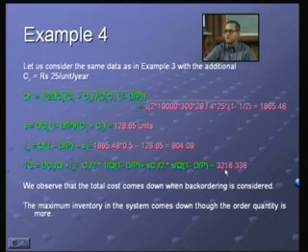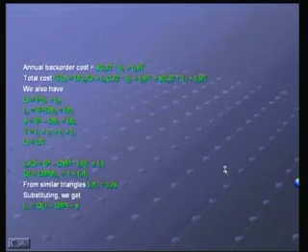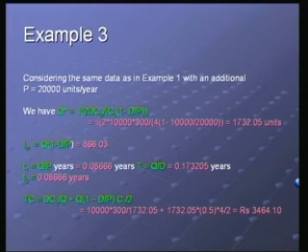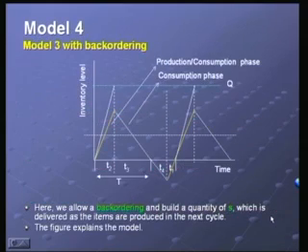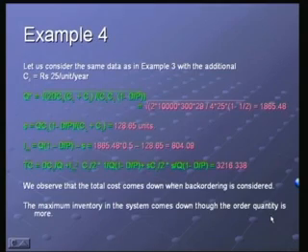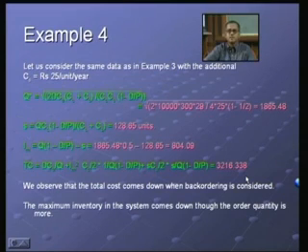Total cost is 3216. In the previous model, the total cost is expected to be higher. So in the previous model, total cost was 3464. In the model with back order, it is 3216. So very similar to the behavior that we saw between models 1 and 2, we see the same behavior between 3 and 4. Total production quantity increases, maximum inventory reduces, and the total cost comes down.